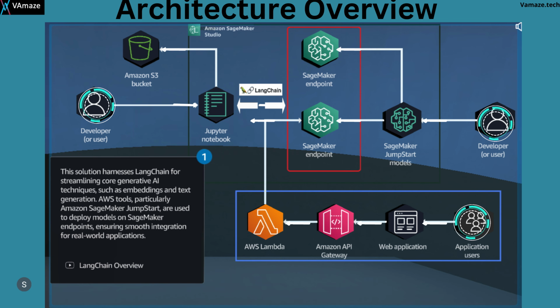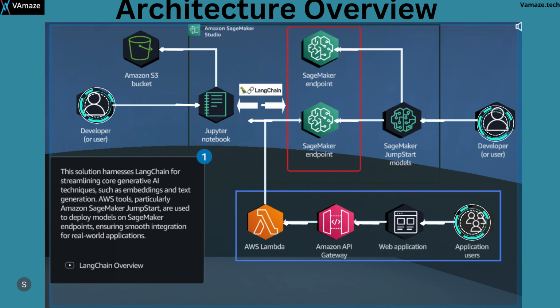Let's go through the architectural overview of this. We start with an Amazon S3 bucket, which serves as our primary storage solution. Data stored here is accessed by Amazon SageMaker Studio, where developers can interact with the system using Jupyter Notebook. The core components at the heart of our architecture are the SageMaker endpoints. These endpoints are crucial for deploying and managing machine learning models.